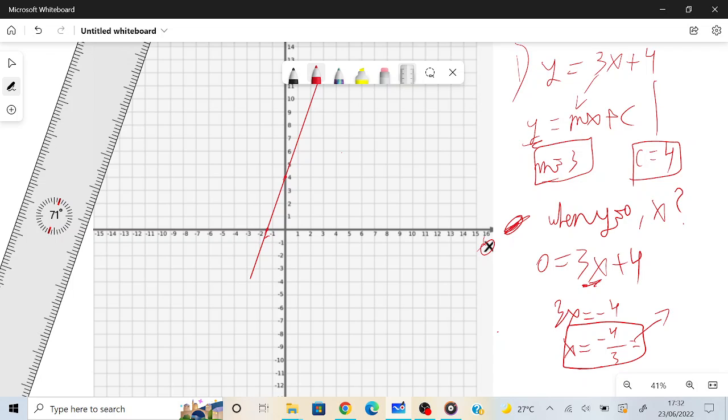It might be a bit more of minus 1 over 1.5, but I think this will work since we are working on a digital whiteboard. And then again, it intercepts at 4 over here. So this is basically your y equals 3x plus 4.